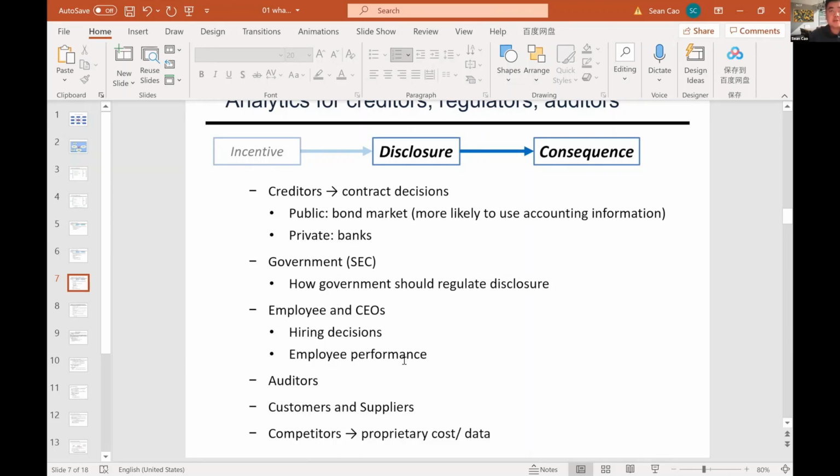And hiring decisions, who you should hire. When you guys go for a job, the company has to make a decision. Should they hire you or hire him, hire whom? So the hiring decision also uses a lot of data analytics. Auditors predict restatement, fraud. Customers and suppliers, of course, this is very important because suppliers and customers want to know how you are doing and use data analytics for supplier decisions and customer decisions.